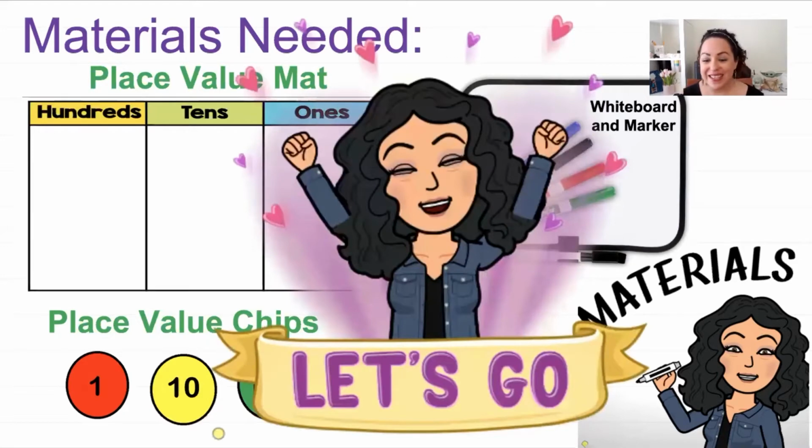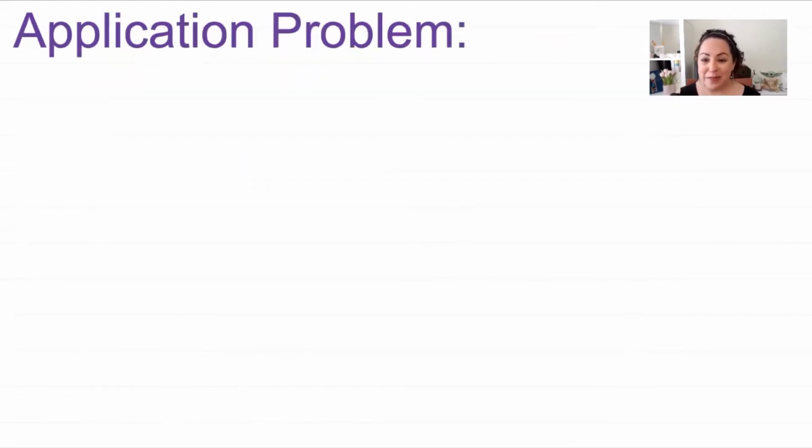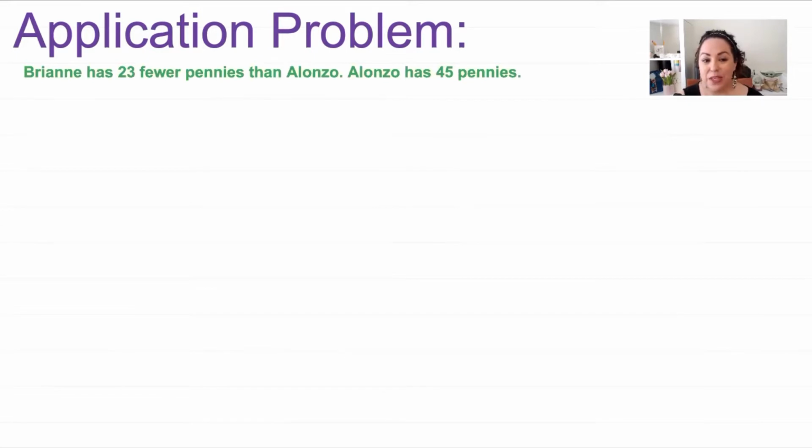Okay, so let's go. We're going to start with our application problem. Remember, for our application problem, you just kind of listen to me, and it's to get our brains warmed up so we can start getting ready to do our math. Brianne has 23 fewer pennies than Alonso. Alonso has 45 pennies. Okay, so part A says, how many pennies does Brianne have?